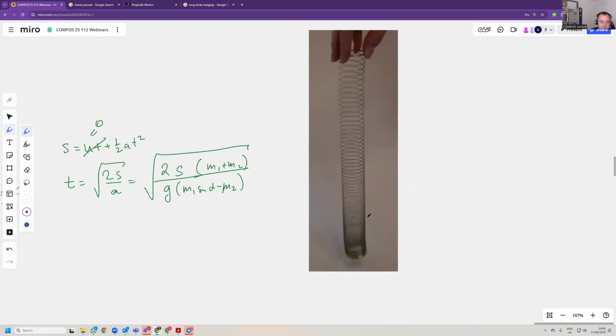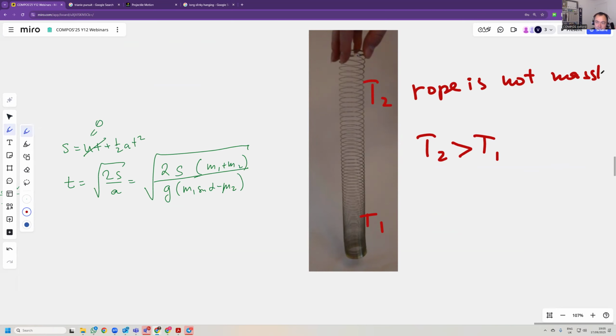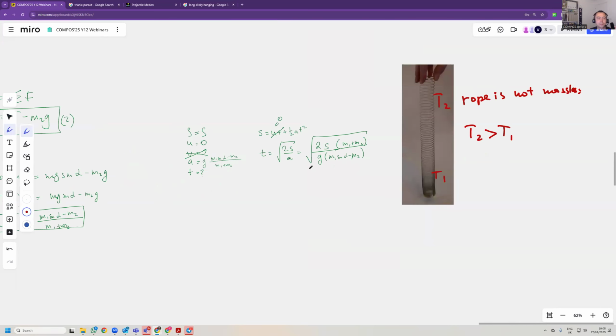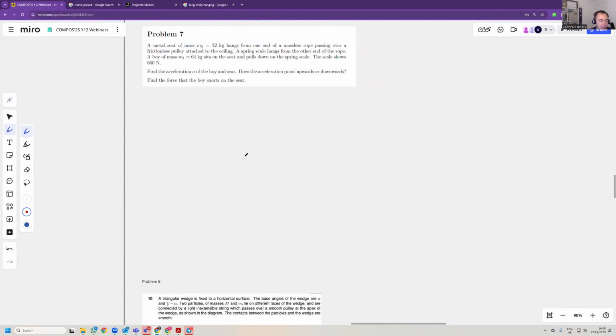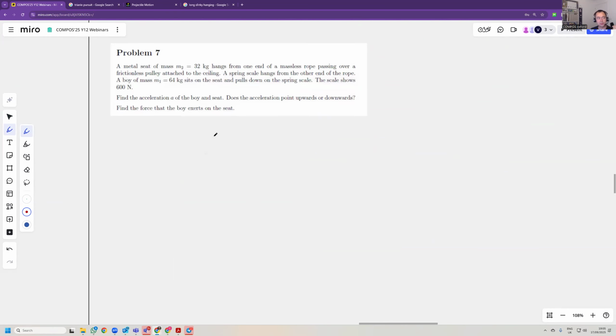So let's call them T1 and T2. T2 is greater than T1. So the rope is not massless. All right. Cool. We've got two more, and I think we just might do it.